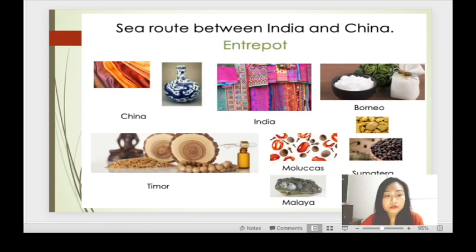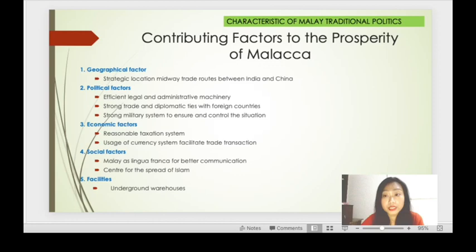Alright, next, we proceed to the main factors to the prosperity of Malacca. Actually, this is very straightforward, but this is also very important for your exam. Okay, so what are the contributing factors to the prosperity of Malacca? The first one is the geographical factor, of course, right? Because Malacca is located in a strategic area, strategic riverbanks, right? So, strategic location midway on trade routes between India and China.